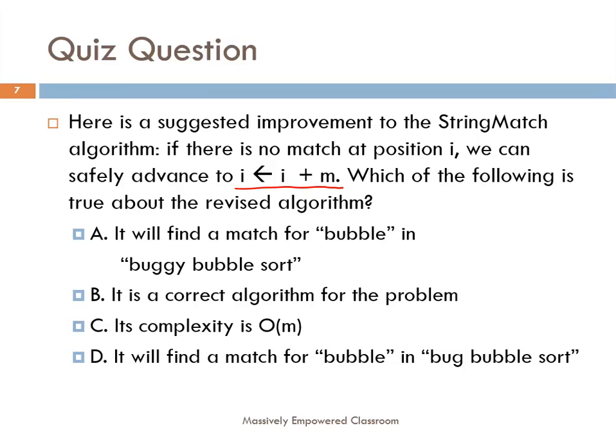Then what happens? Which of the following statements is true? Three of the following statements are false, one is true. The first one is, it will find a match for the pattern bubble in buggy bubble sort. This is the text given to you. The second option is, it's a correct algorithm for the string match problem. The third option is, its complexity is now order m, where m is the length of the pattern. And the fourth option is, it will find a match for bubble in bug bubble sort. Which of these is true?